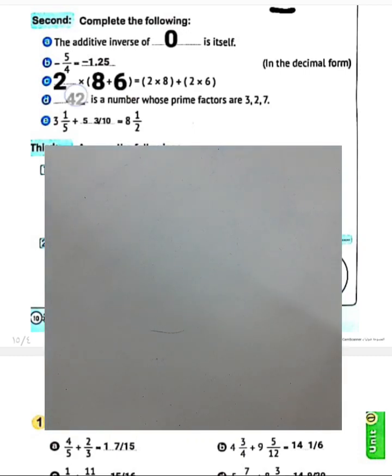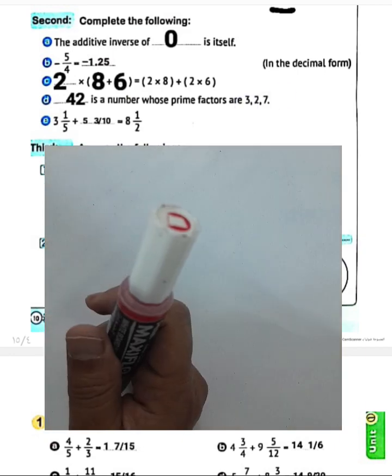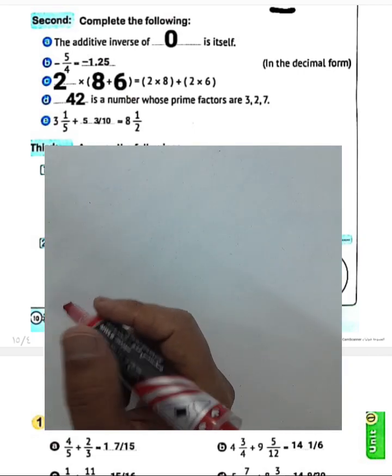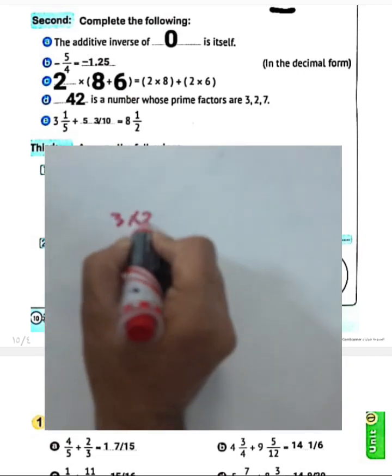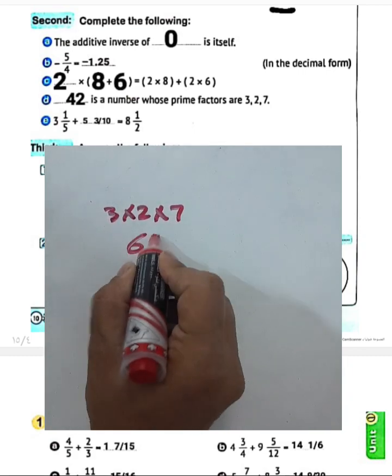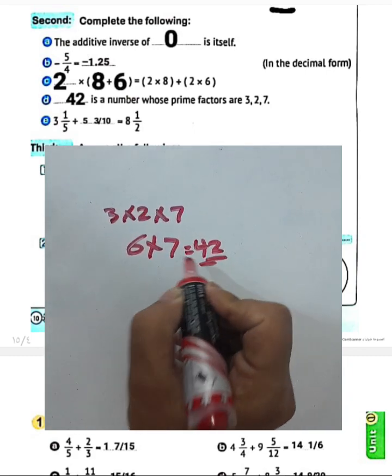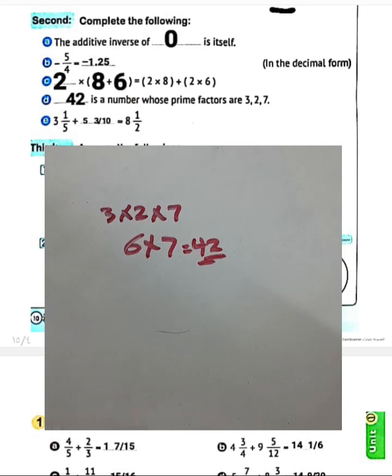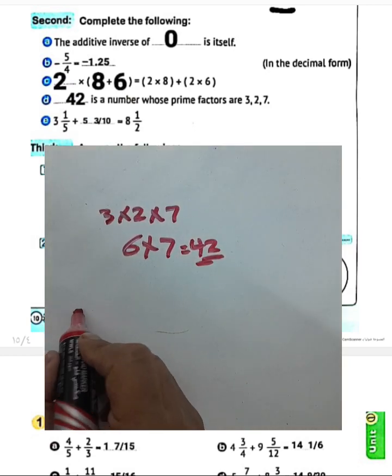Blank is a number whose prime factors are 3, 2, 7. We can find the number by multiplying all the prime factors. 3 times 2 times 7: 3 times 2 equals 6, 6 times 7 equals 42. Then you can write 42 here. This question here, letter E.